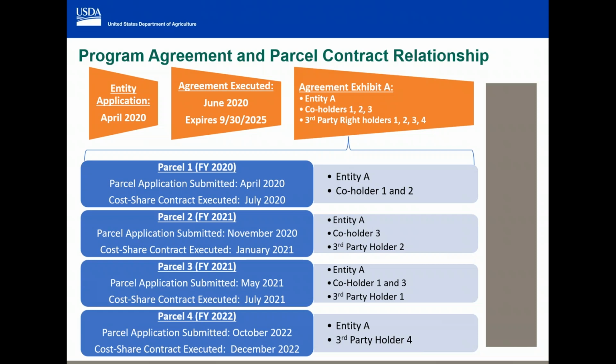The only thing that's needed is the parcel application. The entity application does not have to be resubmitted. We do not have to revisit the program agreement itself. It is just a matter of now adding this next cost share contract to the agreement.